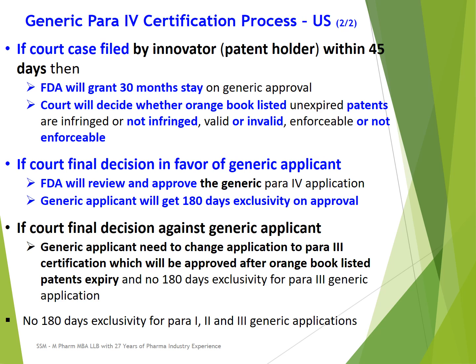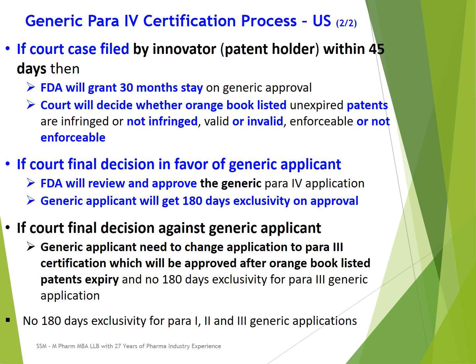But if the court decision is against the generic applicant, the court says that patents are infringed, they are still valid, they are enforceable. So this is the decision against the generic applicant. In that case, the generic applicant will need to change the generic application to para 3 certification, which will be approved by FDA after expiry of Orange Book listed patents. So what happens in para 3?